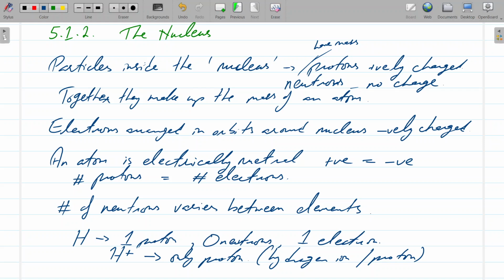Okay, now one thing is that these subatomic particles, the protons, neutrons, and electrons, well, the protons and neutrons particularly, because they're present inside the nucleus, they are collectively called nucleons. So there's a new term for you.